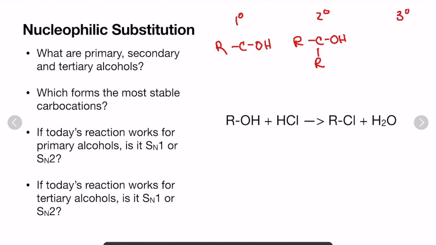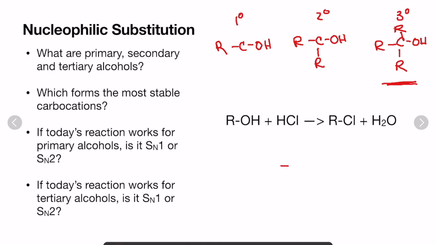And for tertiary alcohol, I'm sure you've guessed by now, the carbon attached to the OH group is also attached to 3 R groups. Okay, so hopefully you remember which of these forms the most stable carbocation. That would be tertiary, because you have 3 R groups, and each of these R groups have some electron donating properties, and that helps stabilize the carbocation. So if today's reaction, the ROH plus the HCl gives RCl plus water, works the best for primary alcohols, would it be SN1 or SN2?